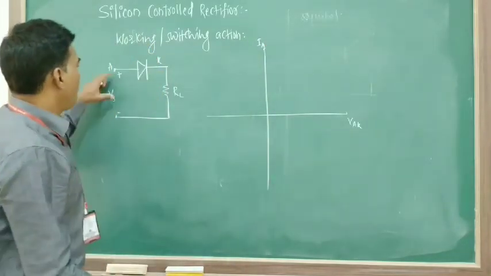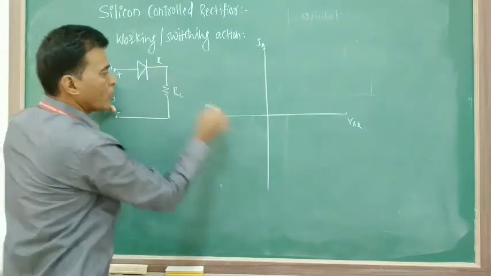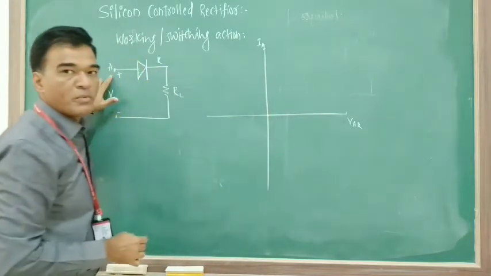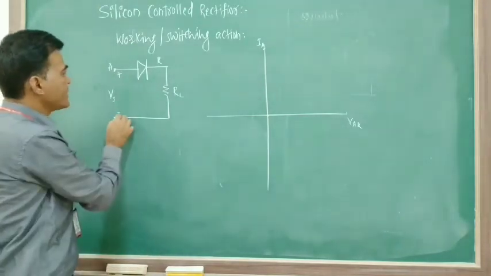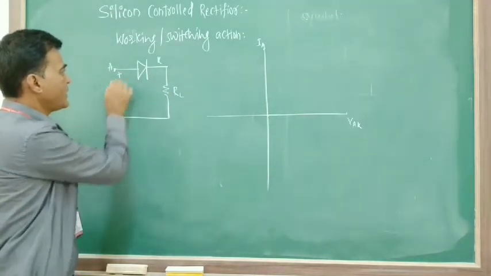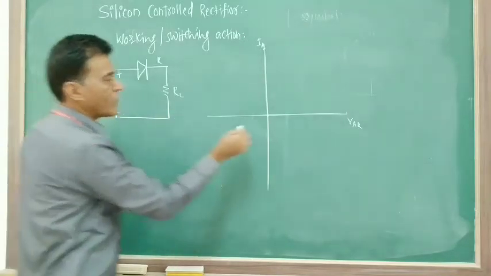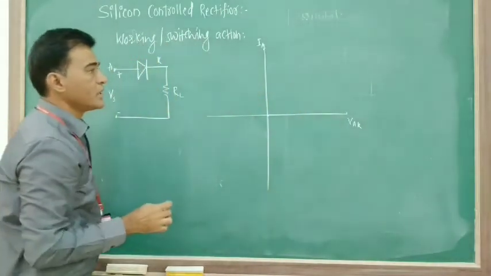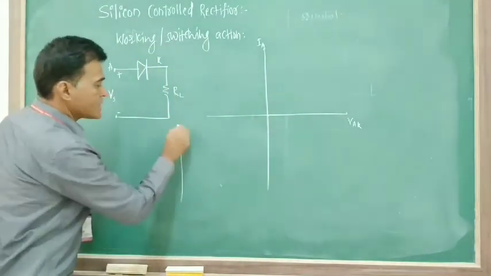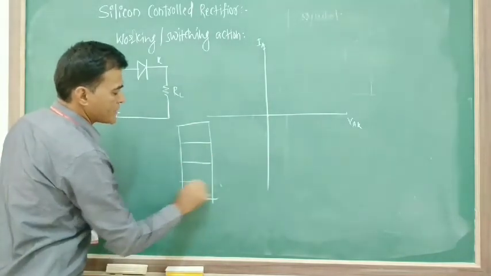When the supply voltage is 0, anode to cathode voltage will be 0 and current will be 0. Is it right? So when I go on increasing the voltage between anode and cathode simply by increasing the supply voltage, the anode to cathode voltage increases. Let us see what happens to the anode current. As discussed earlier, the SCR is a 4-layer device.